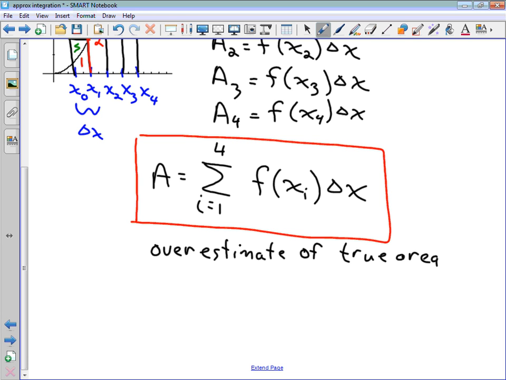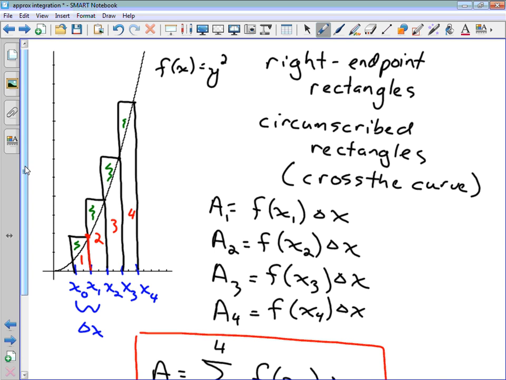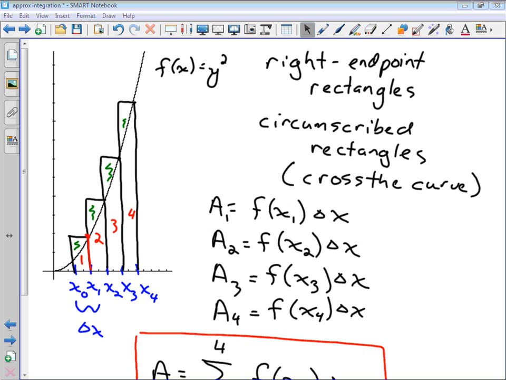Now, is there a way that we could do this to balance out this overestimate and this underestimate? Well, there's another way of doing this. As I was saying, there's another method that we could use.